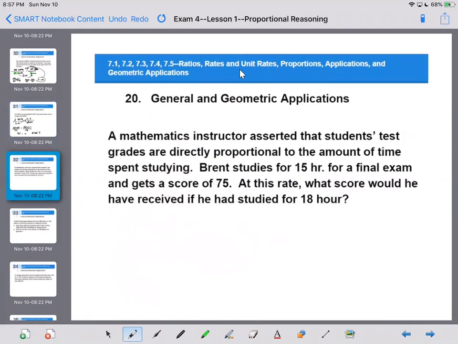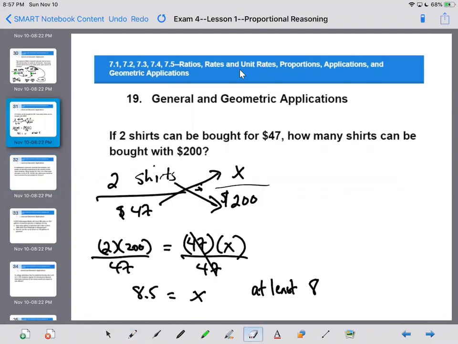Well, I guess I would need to say at most 8 shirts. I do get 8.5 as an answer, but we're not going to have a half a shirt. So I probably need to change my wording there and say at most would be 8 shirts. We're not going to get 9 shirts. We're not going to have 8.5 shirts. So at most 8 full shirts.